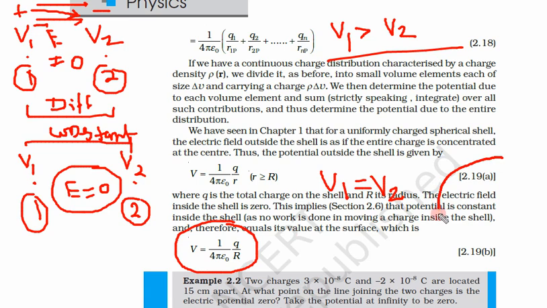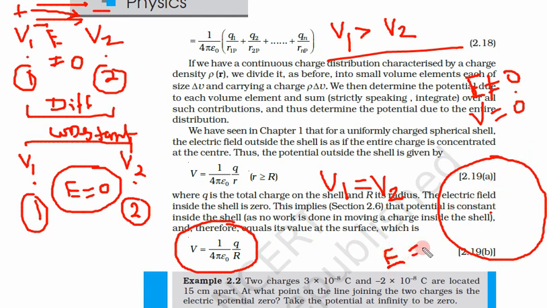Again, let us go to the case of this thin spherical shell. Outside there was an electric field, E is not equal to 0, and V is also not equal to 0. But inside, what we found is E equal to 0. This V is also not equal to 0, and E is equal to 0 while V is equal to a constant.